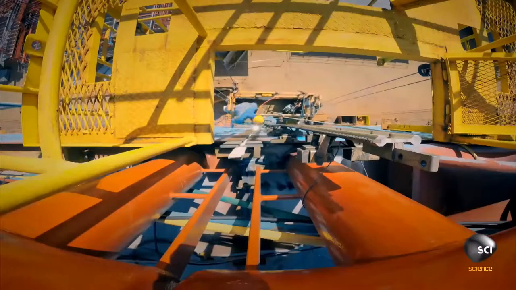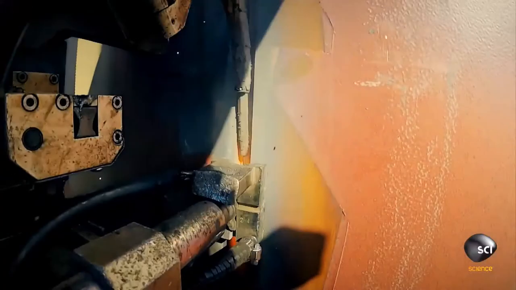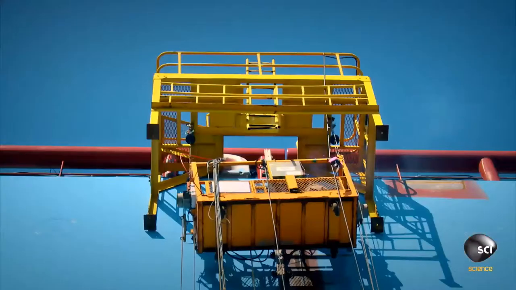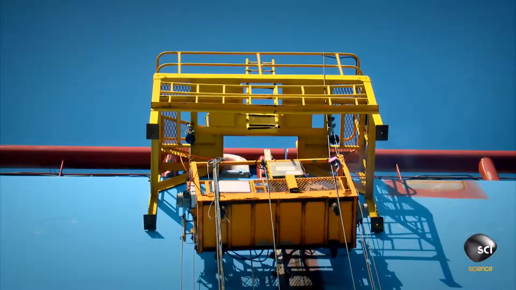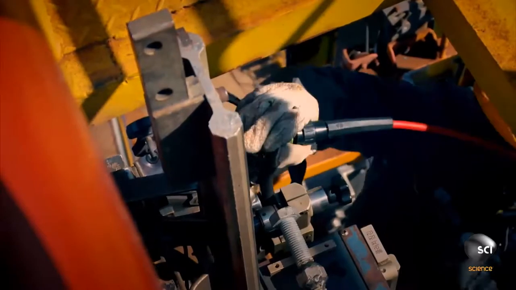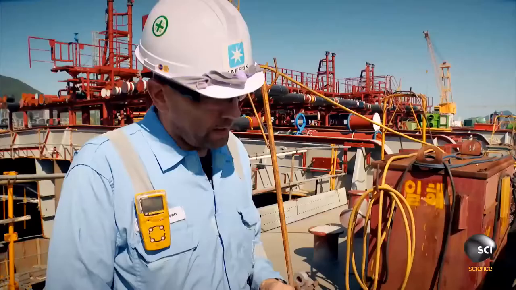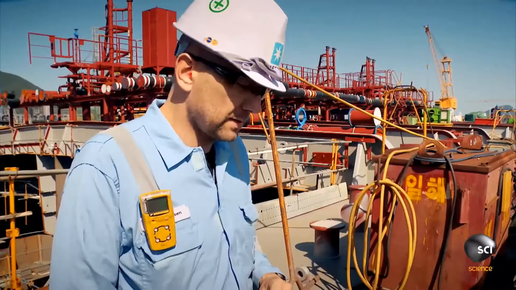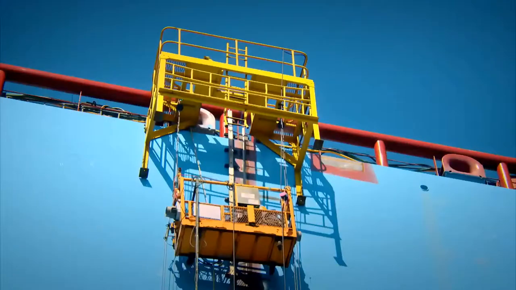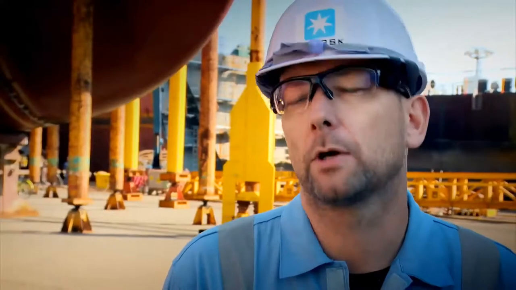Next, the pressure is on for the tanker's paint team. It looks fine. Apart from the smoke and the smell, then it's fine. But that's normal with welding. It's a good job. Job well done.